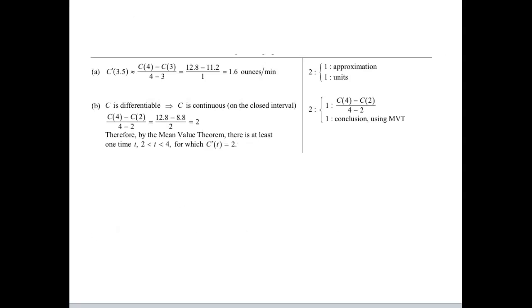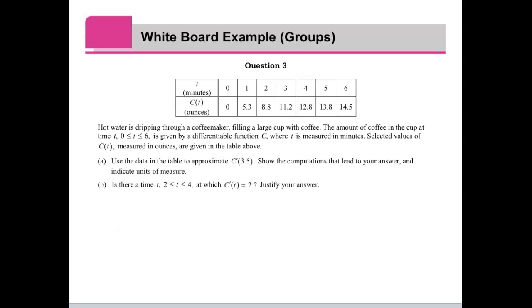All right, we're going to do one more example. So this is an example from a previous AP exam administration. Normally I would break you into groups to do this, but today I'll just go over it with you. Hot water is dripping through a coffee maker, filling a large cup with coffee. The amount of coffee in the cup at time t, where t is between 0 and 6, is given by a differentiable function c, where t is measured in minutes.